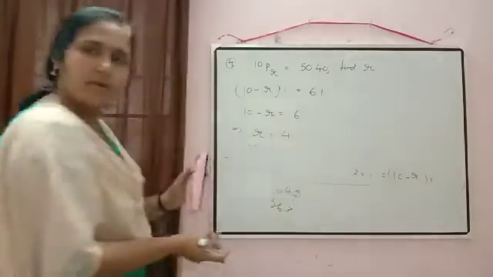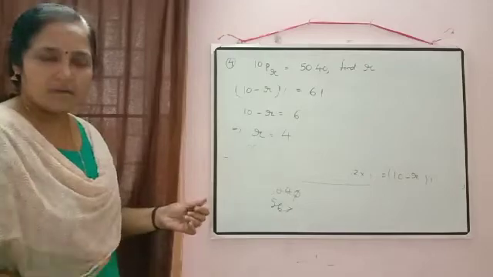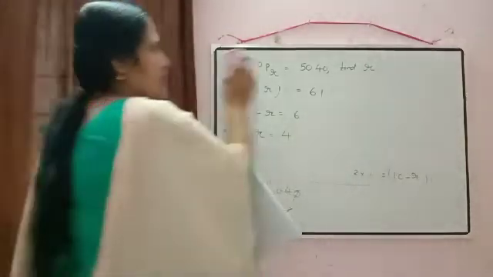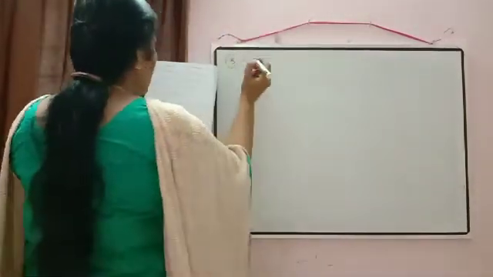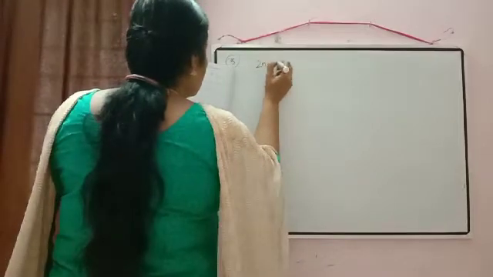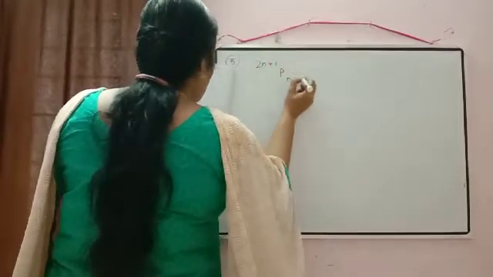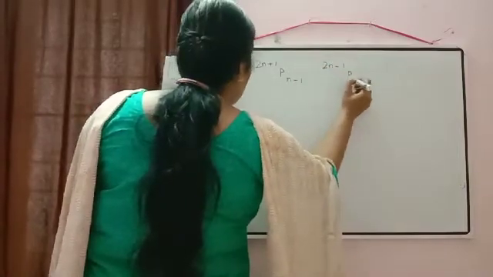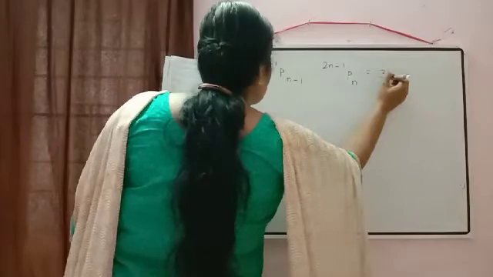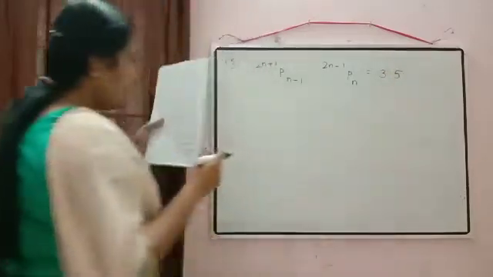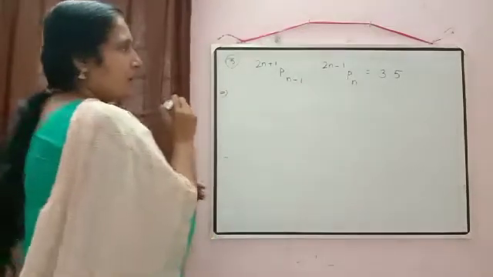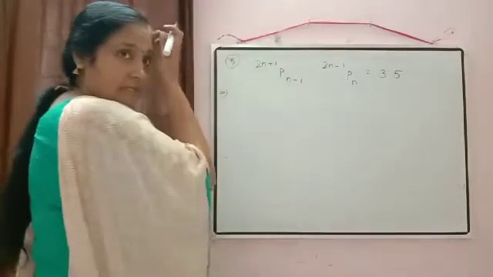R is equal to 4. Clear? Okay. Now the next question is, as you can check, question number 5. Question number 5 is written: (2n+1)P(n-1) : (2n-1)Pn = 3 : 5. Find n.